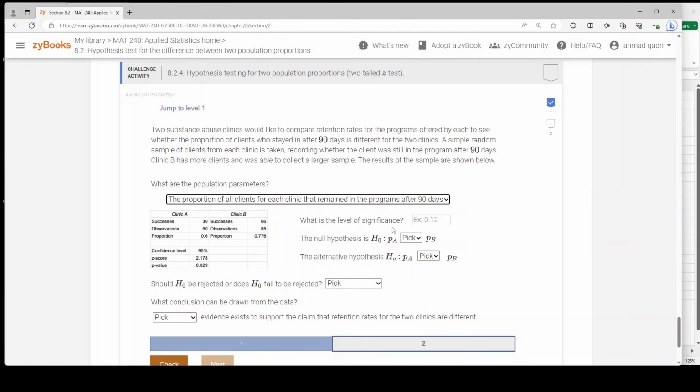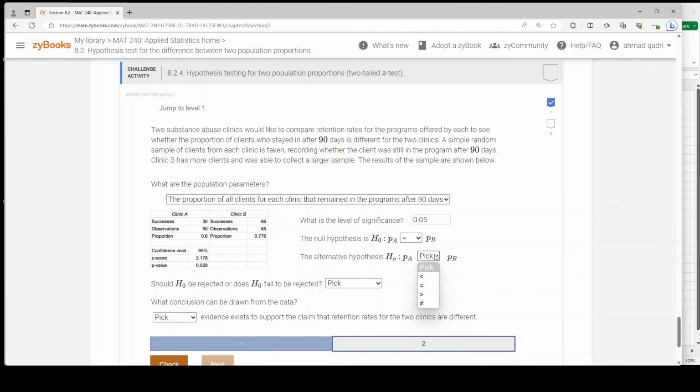Now, what is the level of significance? The level of significance is provided here. We can see that the confidence level is 95%. So the level of significance is 5% or 0.05. The null hypothesis is that the proportion of clinic A equals the proportion of clinic B. The null hypothesis always involves the equal sign.